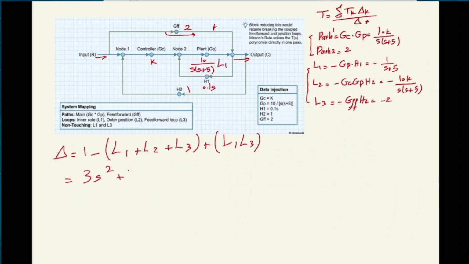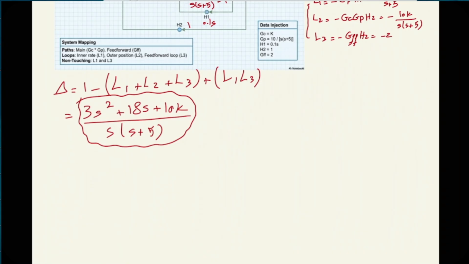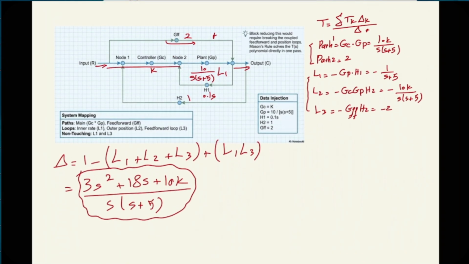3s squared plus 18s plus 10k, divided by s times (s plus 5). So this is my big delta that I had over here. Obviously, we have to talk about other parts. The very important thing is finding the delta k, right? So delta 1 means that path 1 touches L1, L2, and L3, because path number 1 was this guy, and as you can see over here, it almost touches everything.